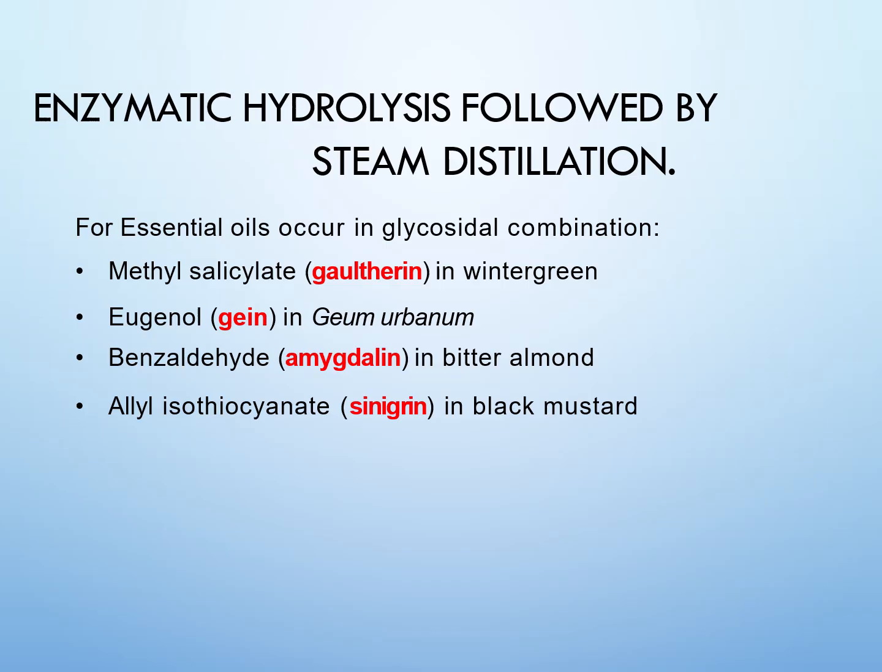Similarly, in Geum urbanum, eugenol is in a combined form, and in bitter almond, benzaldehyde is found as amygdalin. Another example is in black mustard, the allyl isothiocyanate, which is a volatile component, is found in the form of sinigrin. So in all these compounds, after enzymatic hydrolysis or water hydrolysis, we can separate the volatile component, which is followed by steam distillation to isolate the volatile component.